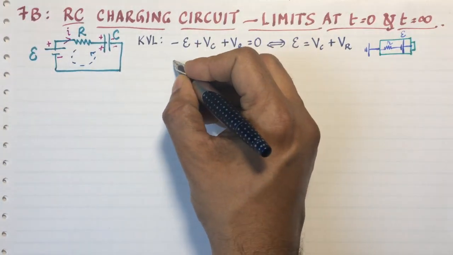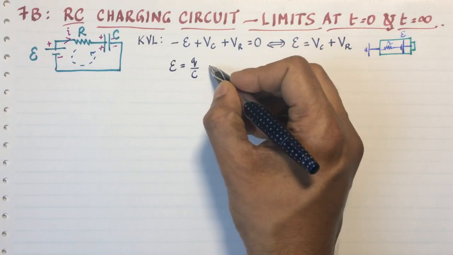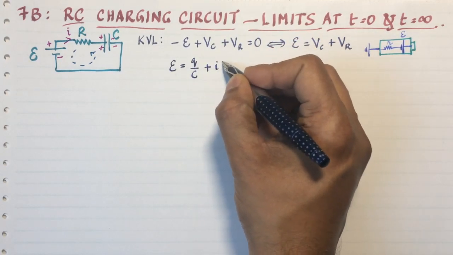The EMF E is going to be the voltage across the capacitor, which is Q over C by the definition of capacitance, and by Ohm's law that's I times R.